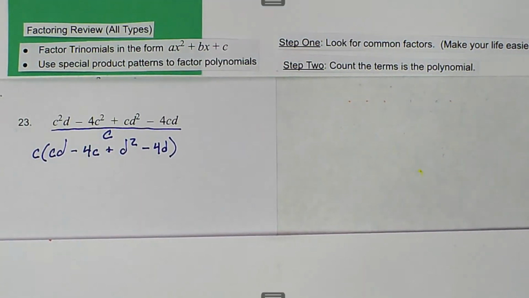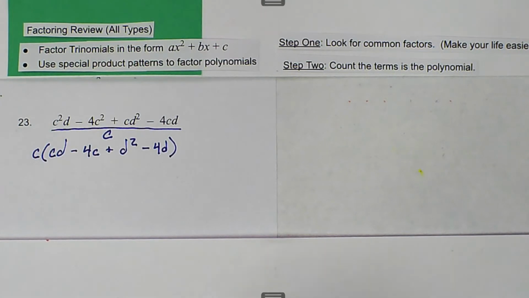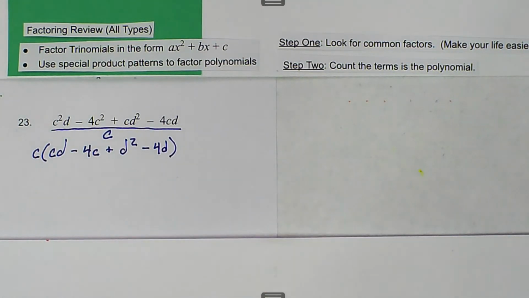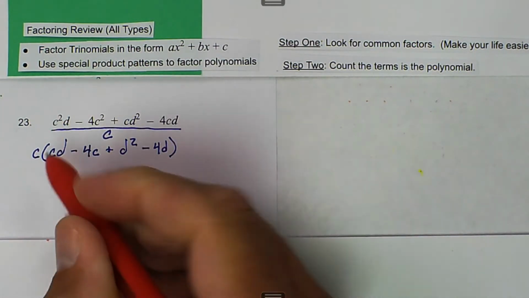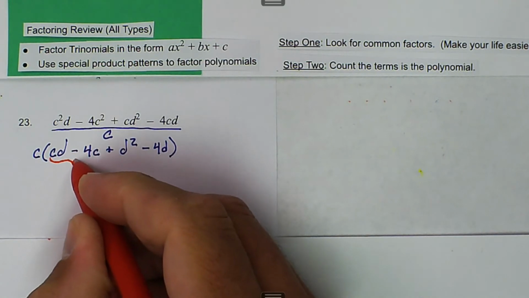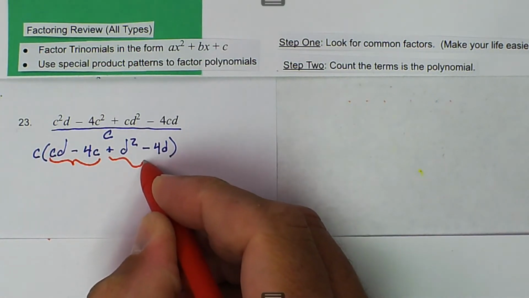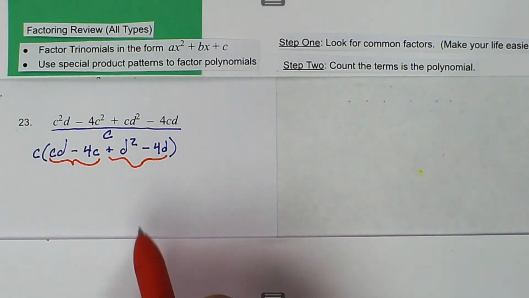And now we want to look and see if we could factor this by grouping. And because we have four terms, we want to look to factor by grouping. So we'll make two groups. We have the first group and we have the second group.